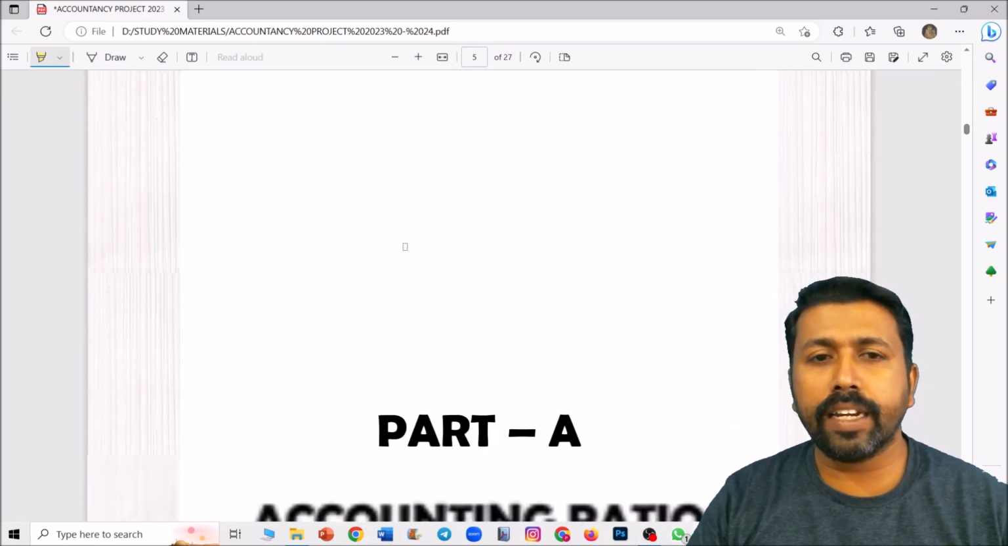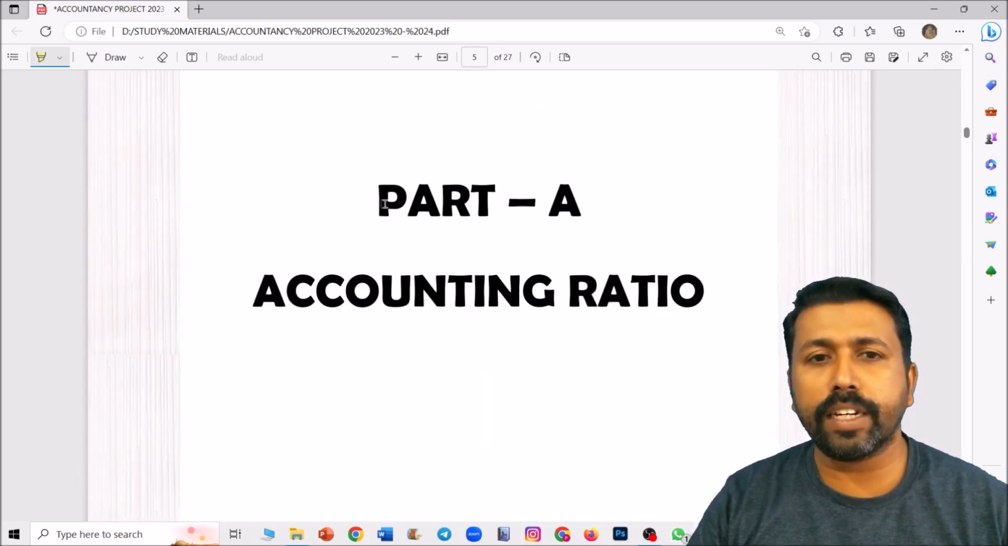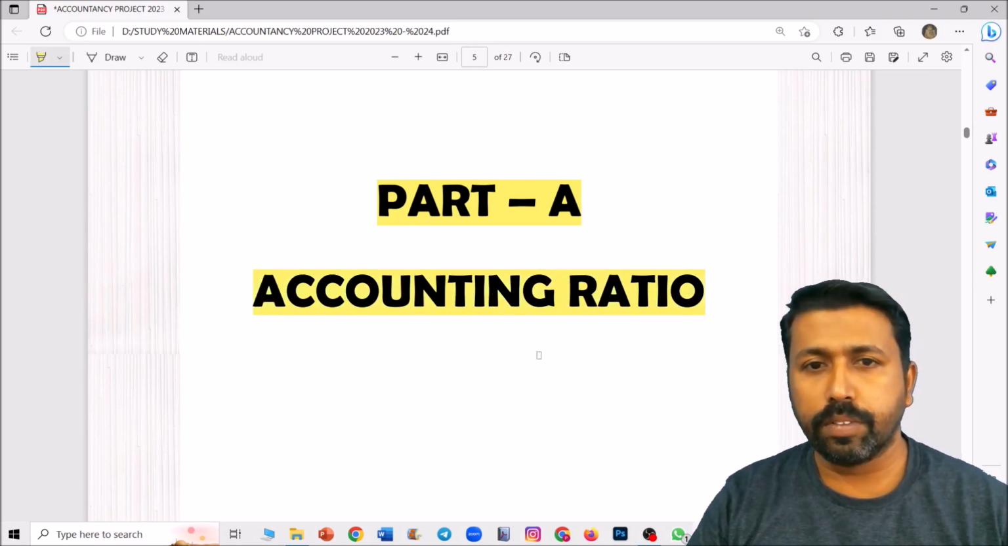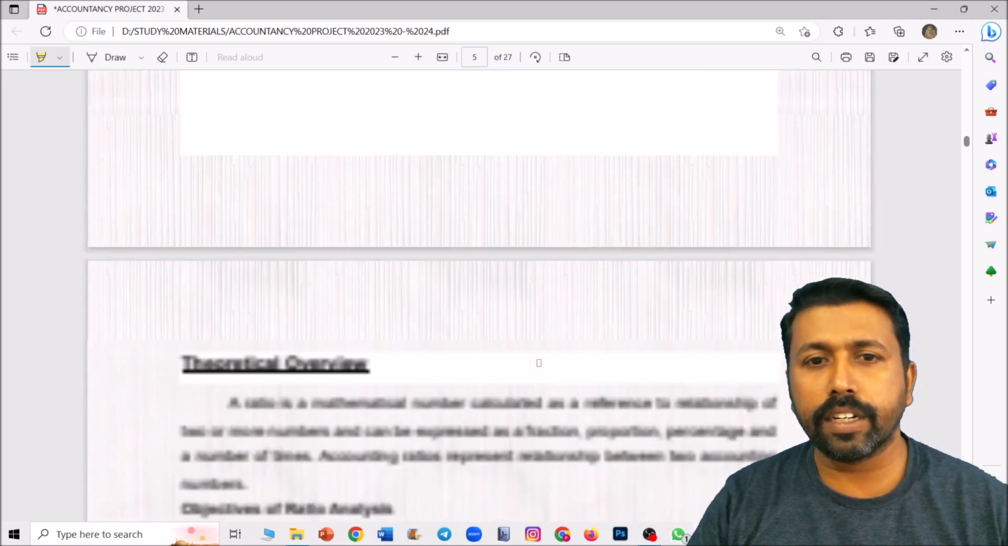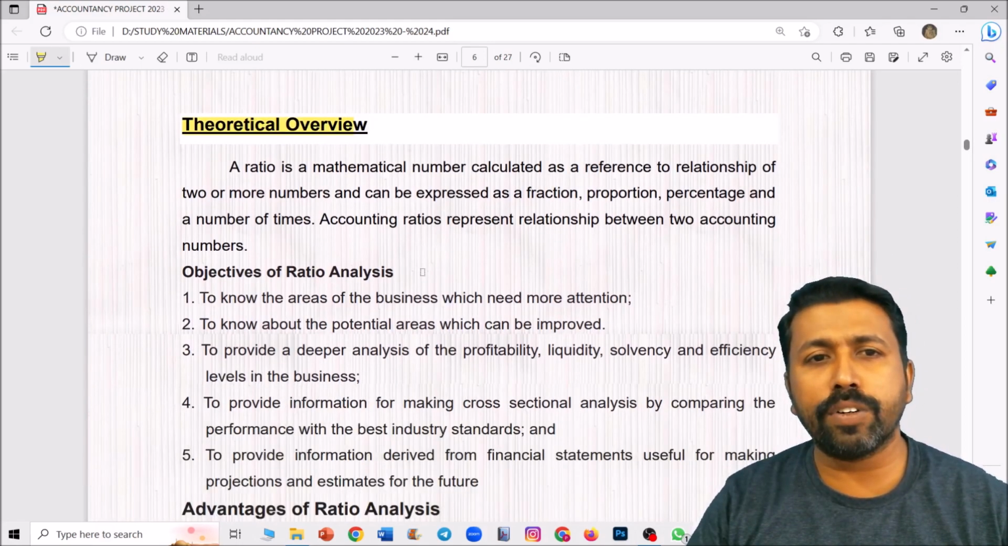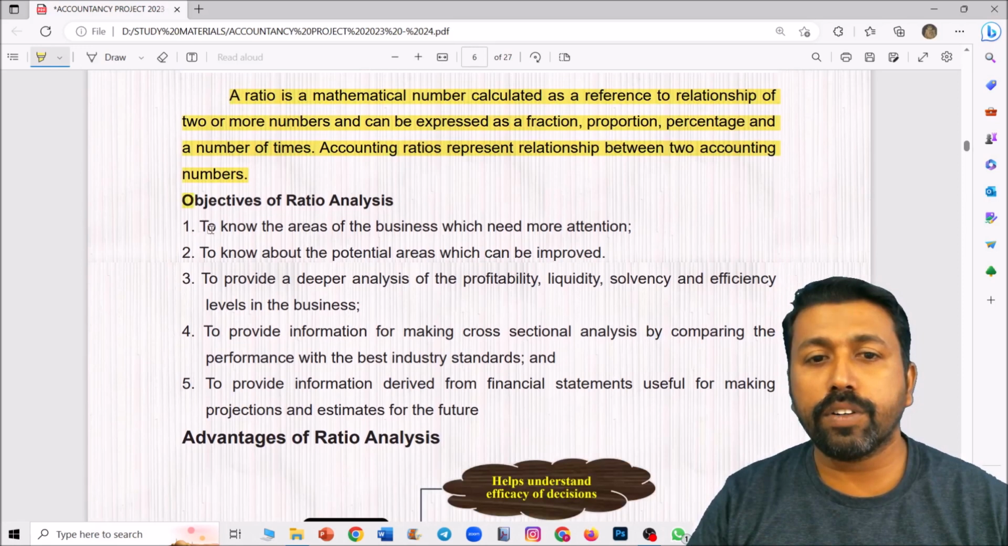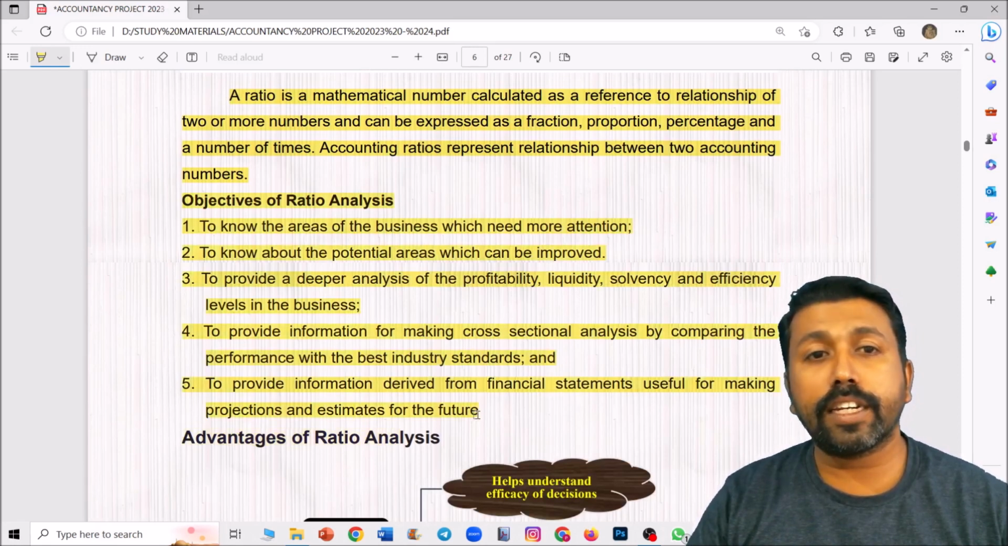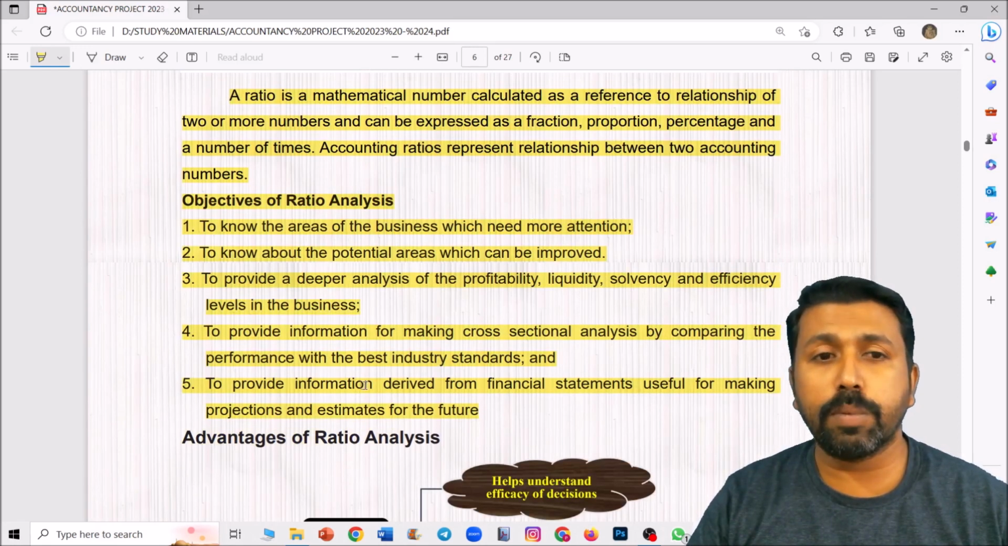After that, I have taken one separate page for writing all these things. Part A, here I am introducing Part A, accounting ratio. There I brought the theoretical overview. There you can bring all the theory parts related to accounting ratio. I expressed what is the concept of accounting ratio, then the objectives of accounting ratio, all the theoretical part related to accounting ratio you can bring here.